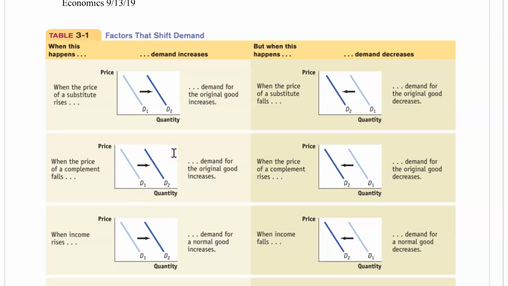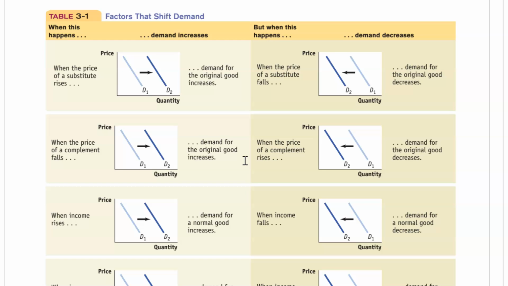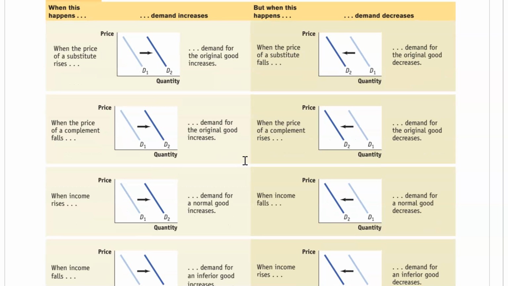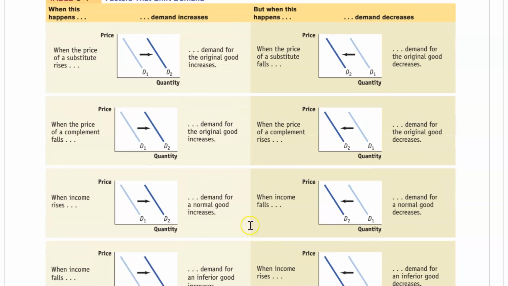Today we're going to be talking about shifts in demand and supply curves. So I've reproduced the two tables from your textbook in this practice page to help you along. For shifts in demand, we can have an outward shift, and those are caused by the factors listed on the left. And a leftward shift, when demand decreases, is caused by the factors on the right.